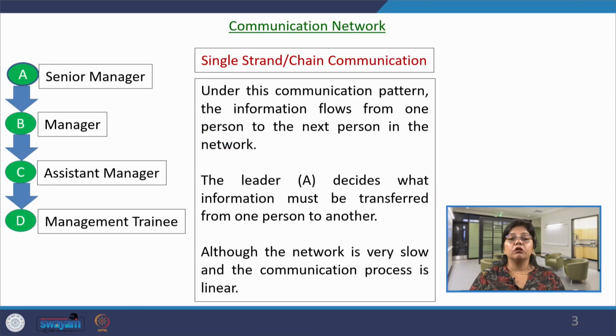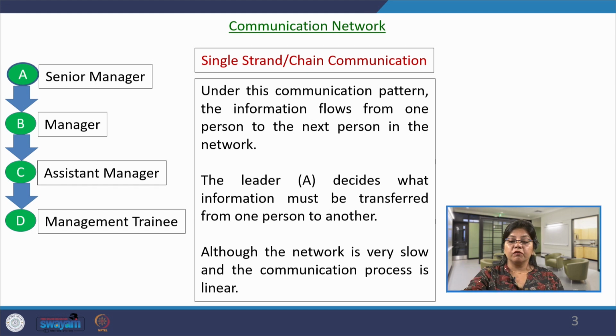The single strand communication is also known as chain communication, as is very understandable on the slide. There is a chain of managers in the structure and information will flow from one person to another, from A to B, B to C and C to D. There is a hierarchy: A is the senior manager, B manager, C assistant manager and D is the management trainee. D is the lowest level of management in this strand and communication will flow from A, who is the leader of the group, till D.